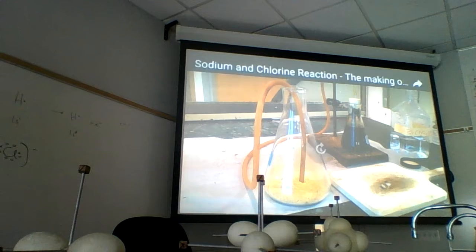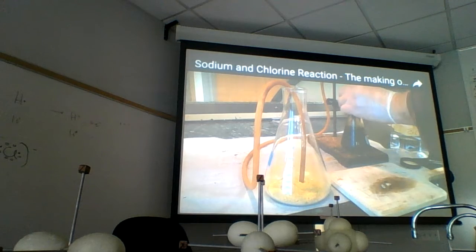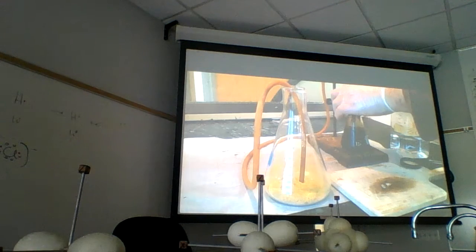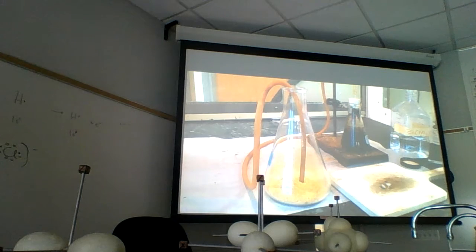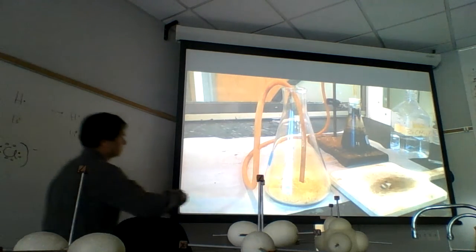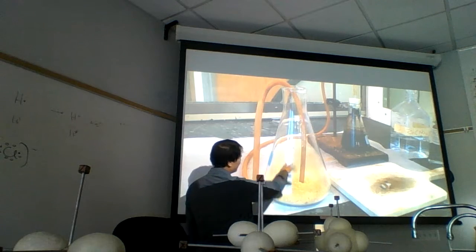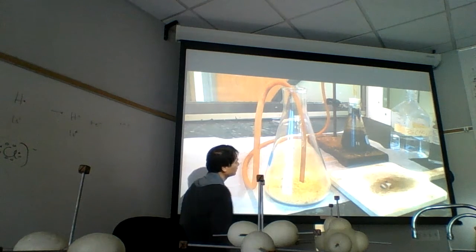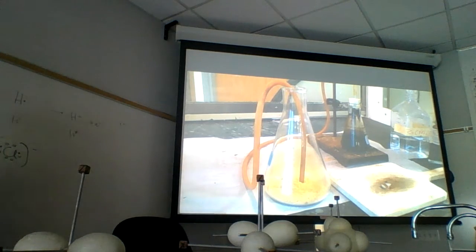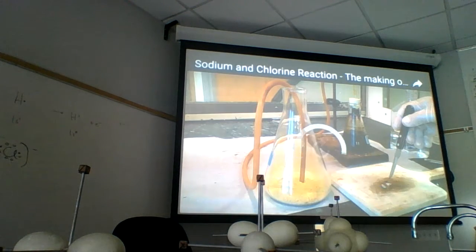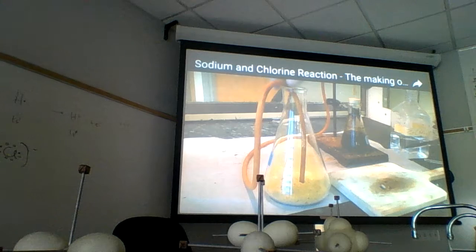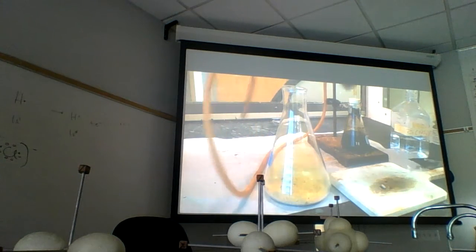Actually, maybe this is a different reaction they're doing to generate it. Looks like they're putting some other stuff. All right, so here you can see the flask is filling up with chlorine gas. A piece of sodium metal.